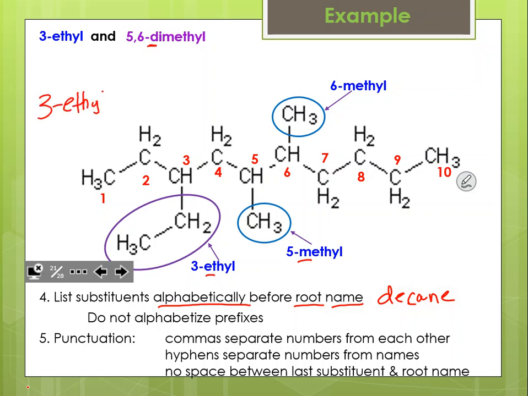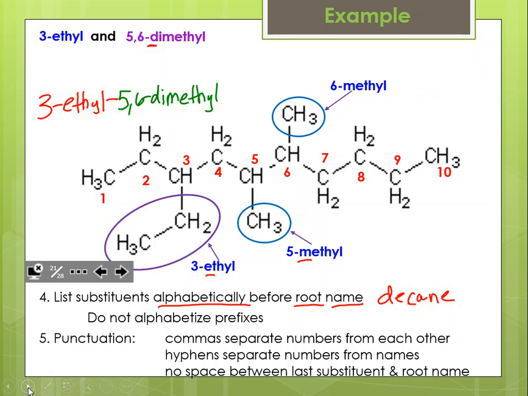So we would write out first 3-ethyl. Dash, because now comes the other numbers. The next one alphabetically is going to be the methyls. So that's going to be 5, 6 dash dimethyl. And the last one to put on to the end is the root name.